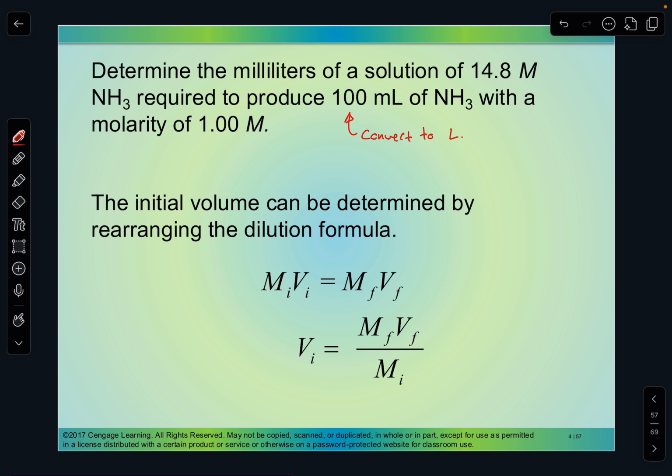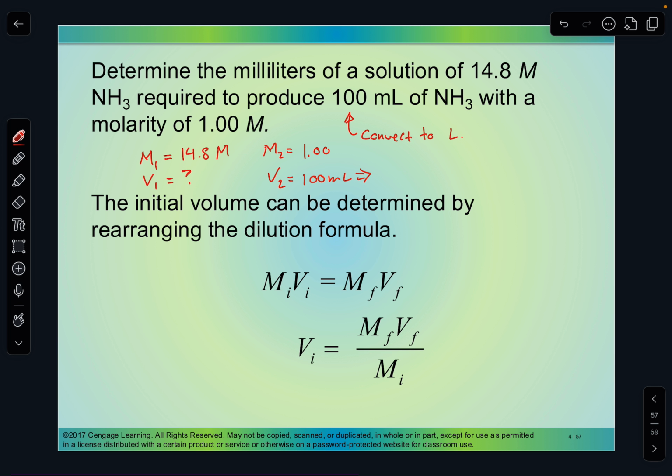Okay, so let's plug in these values. Our M1 or Mi is going to be 14.8 molar. Our V1 or our Vi is going to be, determine how many milliliters of a solution of... we don't know, so let's make it a question. Our M2 or MF is going to be 1.00, and our V2 is going to be 100 milliliters, which we will convert right away.